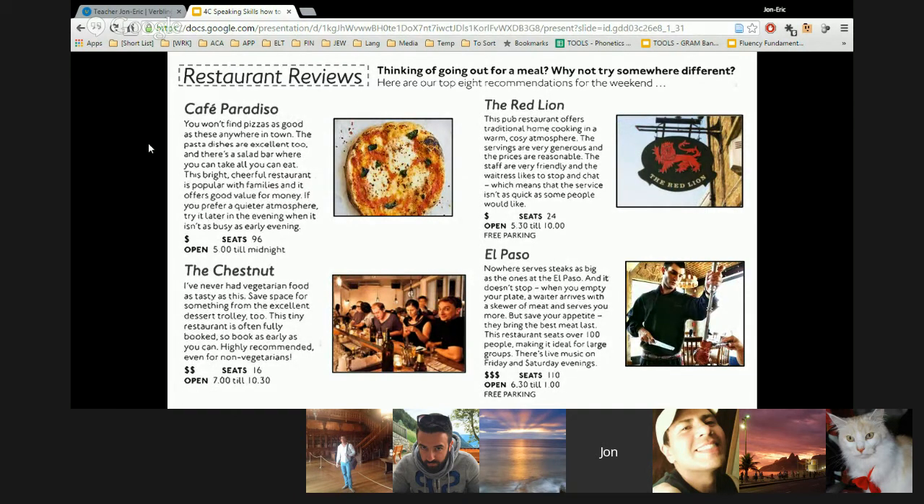You won't find pizzas as good as these anywhere in town. The pasta dishes are excellent too. There is a salad bar where you can take all you can eat. This bright, cheerful restaurant is popular with families, and it offers good value for money. If you prefer a quiet atmosphere, try it later in the evening when it isn't as busy as early evening. Seats 96.